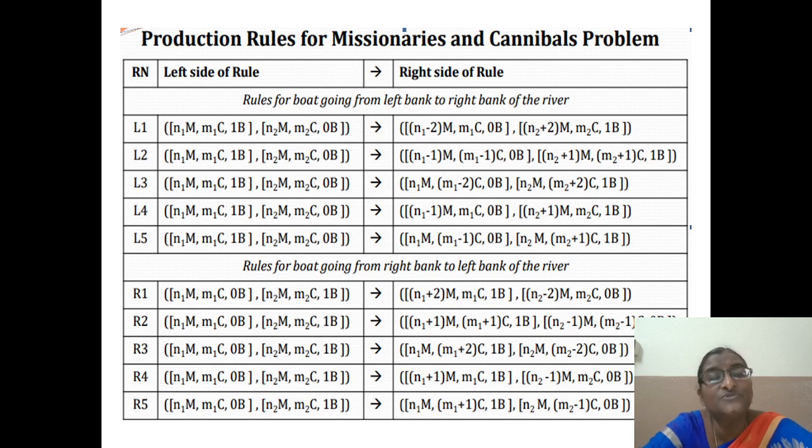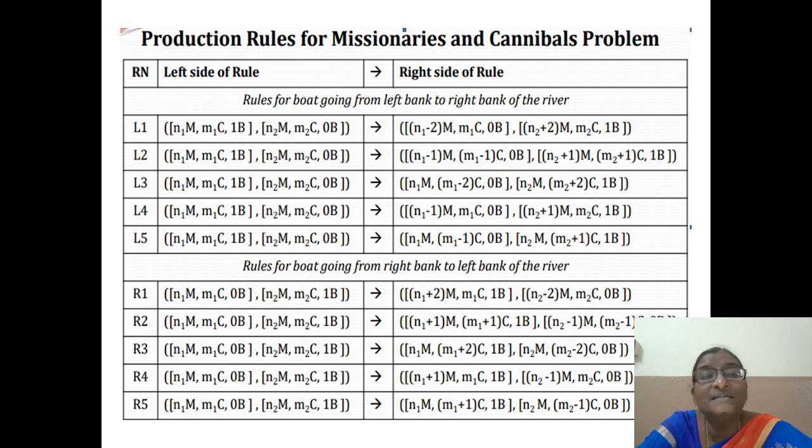So here let's see the L1 rule first. Coming to this L1 rule, the actual rule, when can we apply this L1 rule? For all these rules, you have the same thing. That is N1M, M1C, and 1B, and N2M. N1 is for the left bank, and N2, M2, and so on will be representing the right bank. So if it is in such a state, then what is happening? If I am applying the left side L1 rule, two missionaries will move from the left bank to the right bank. So on the left side, two missionaries will be decreased. On the right side, two missionaries will be increased.